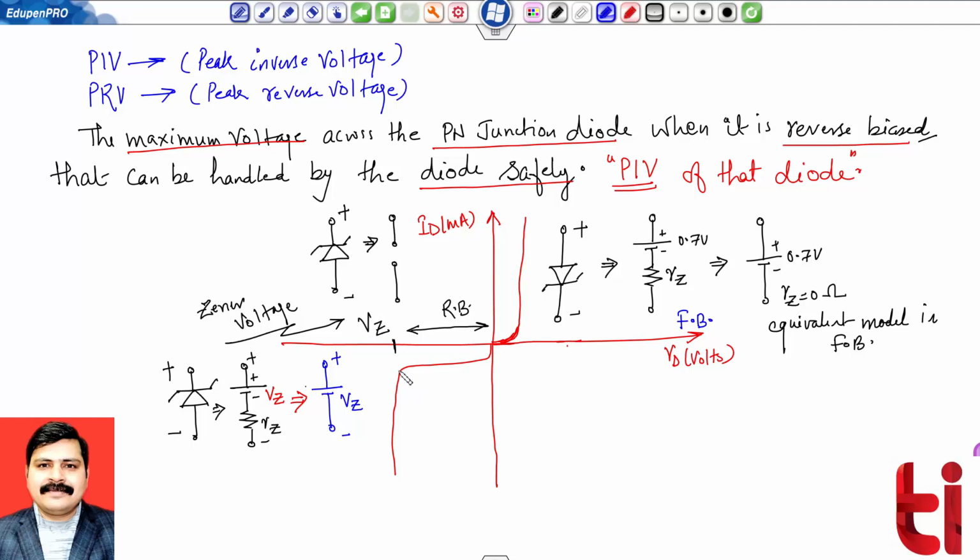Interesting point is at just this level. So at this level I am marking over here, this is my Iz min. So Iz min is the minimum Zener current from which the Zener region is started. So I am marking over here, it is minimum Zener current which indicates the start of Zener region.